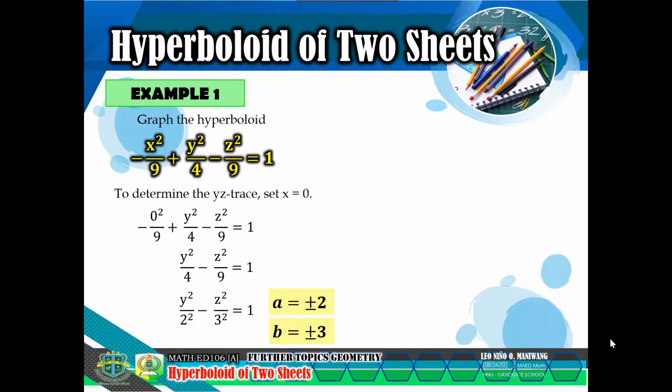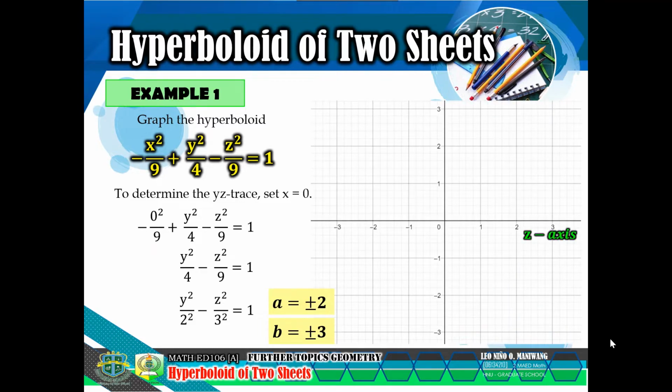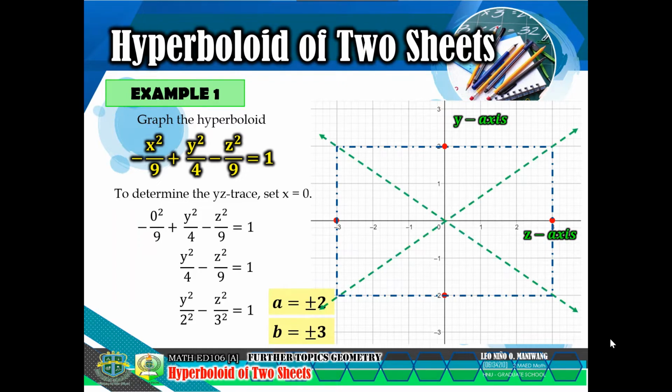Now we graph, and here we have our z-axis and the y-axis. First we graph a to be negative 2 and positive 2. We graph b as negative 3 and positive 3. Now we trace our imaginary rectangle and our two diagonal asymptotes. So we have here the upper part and here the lower part.